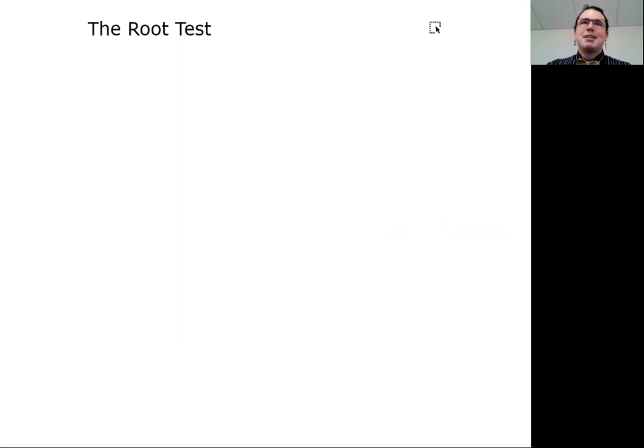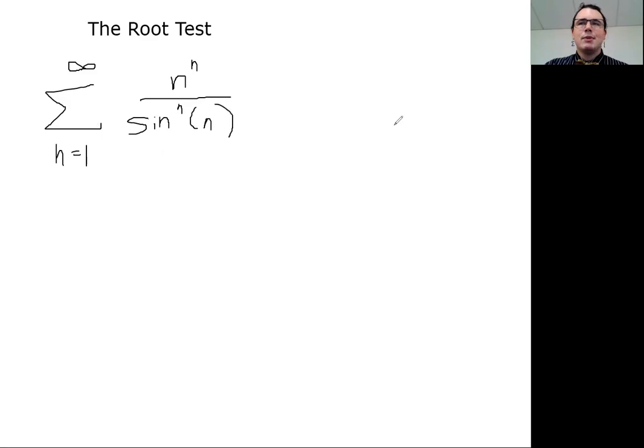The very last problem I'd like to look at here: I'll take the sum from n equals 1 to infinity, numerator, again, n to the power n, and denominator, sine to the power n of n. So here, I'm being pretty tricky when I wrote this problem. Let's take that limit for the ratio test.